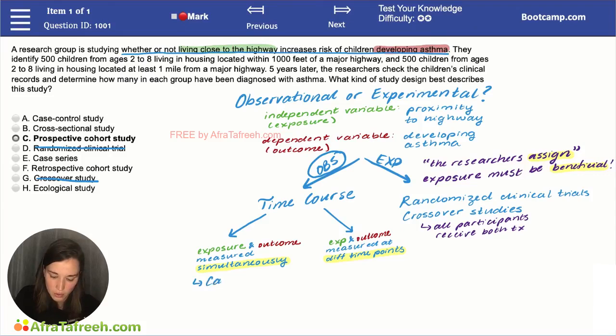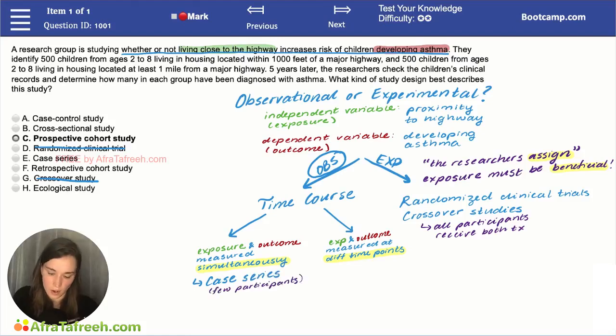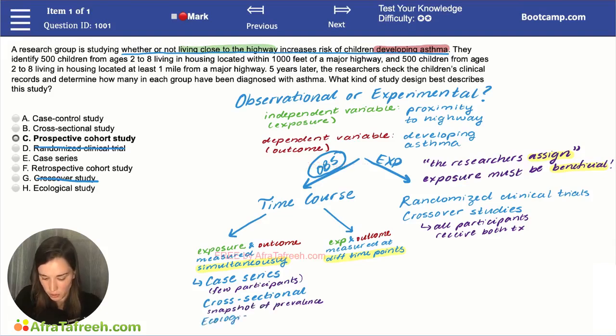And remember, this is usually a really small number of individuals, so either one person for a case report or multiple people for a case series. This also includes cross-sectional studies, which provide a snapshot in time of the number of people who have the exposure and/or the outcome of interest, and ecological studies, where average levels of exposure and outcome are measured across entire populations.